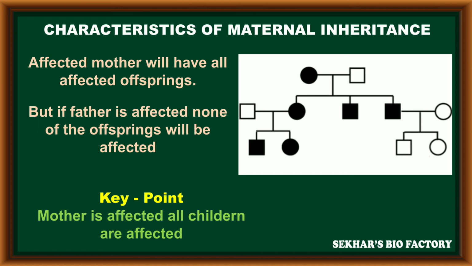So I hope you understand this concept. With this easy trick, you can easily identify from the pedigree chart whether it is dominant or recessive, or X-linked or autosome linked.